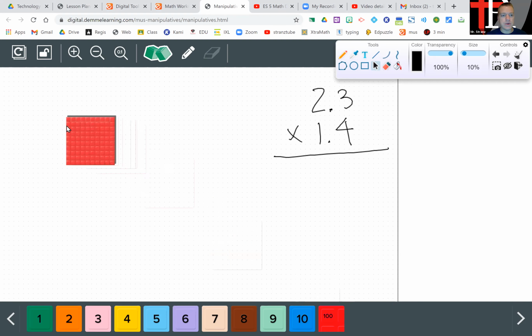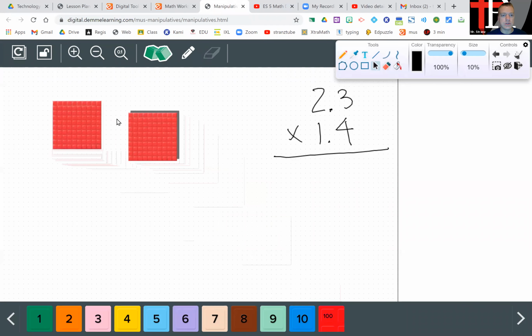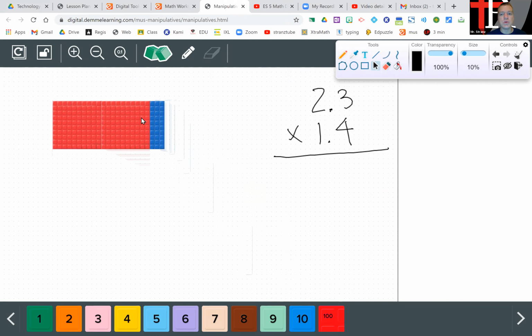Okay, so remember this right here represents a whole. So that's 1, 2, and I got 3/10. So 1, 2, 3. Okay, so this is 2 and 3/10, and we're multiplying that by 1 and 4/10. So we already got our 1 there. We need 4/10 now. So here's 1, 2, 3, and one more.